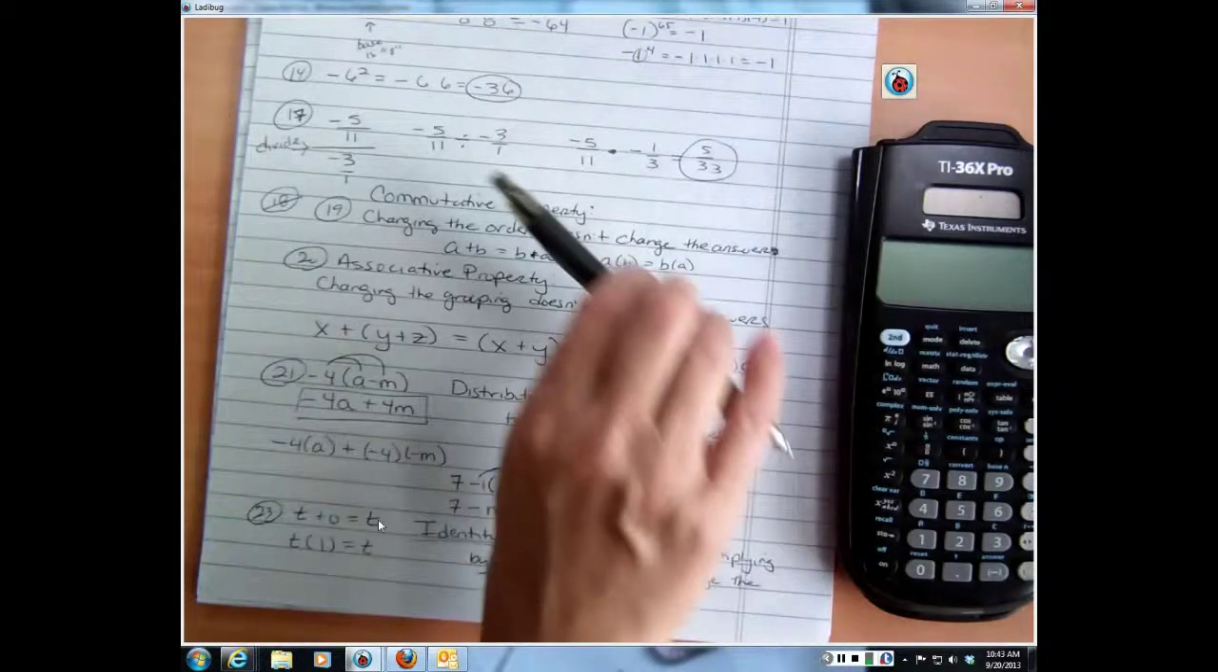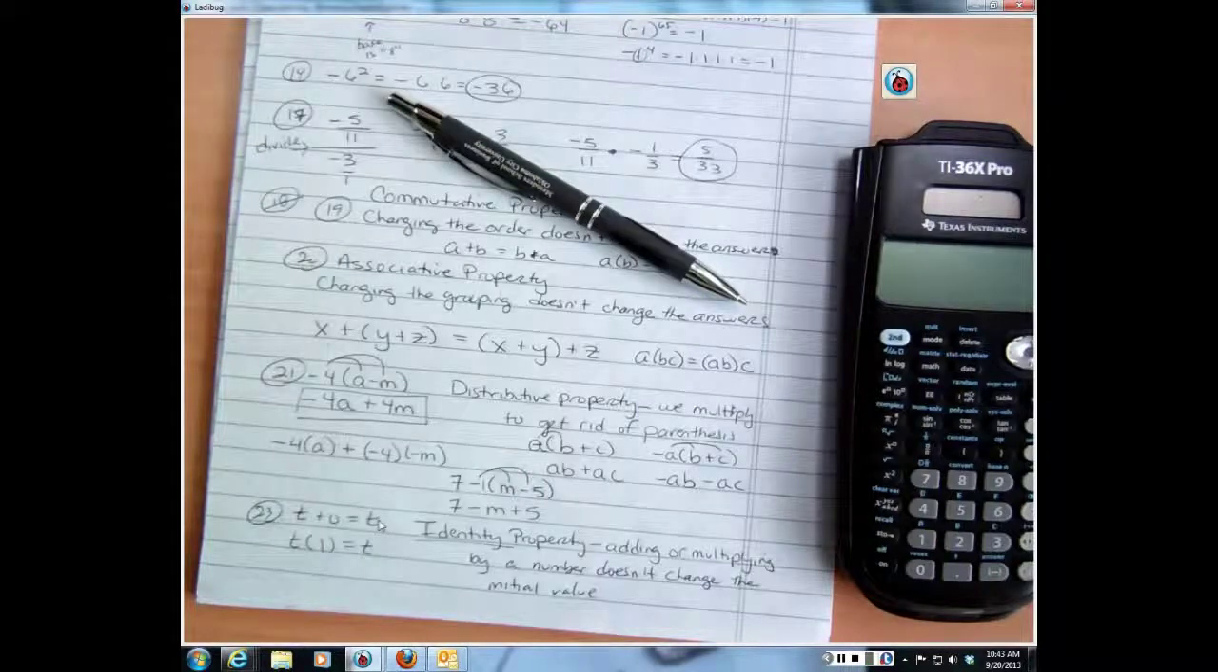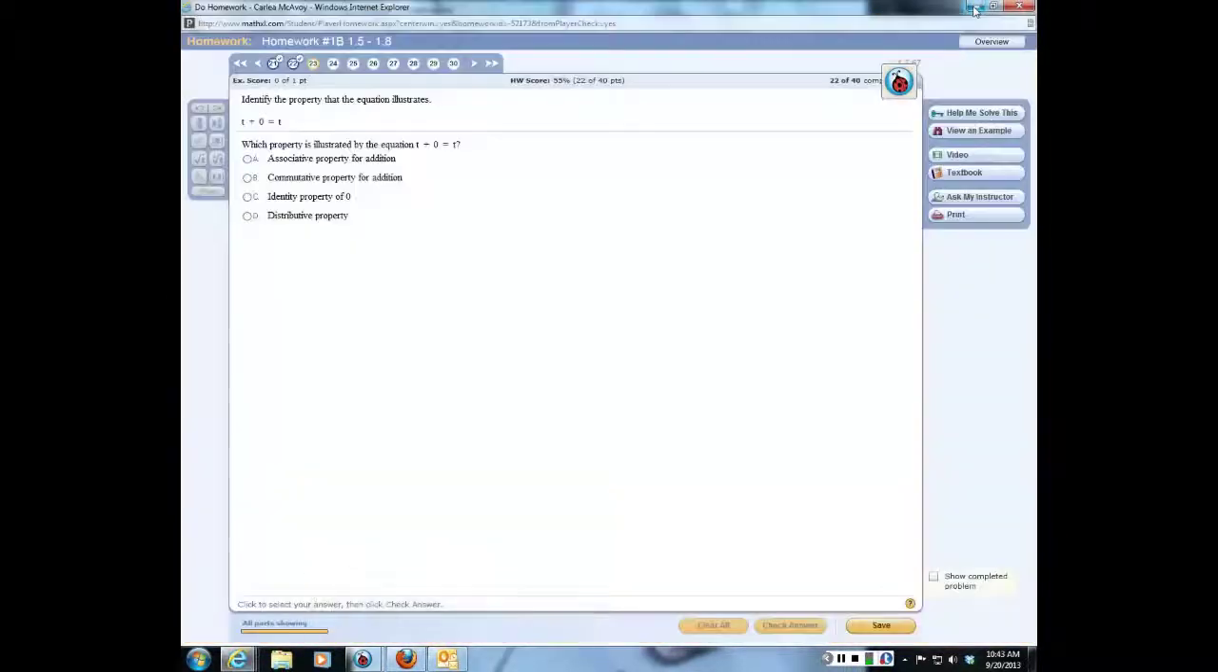That's nice for me to cover up what you're trying to copy. Okay. Always pause or slow down the video if I'm going too fast. So this is the identity property. It kept its own identity even though we added something to it.